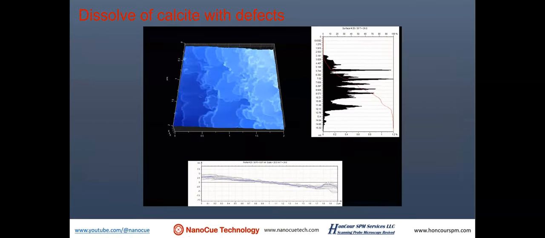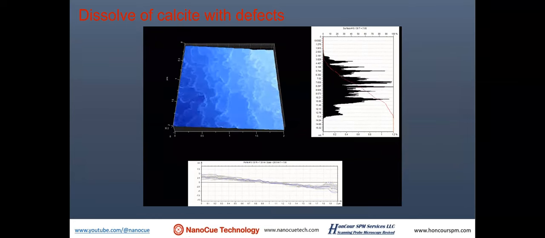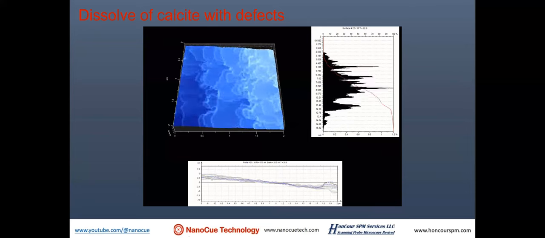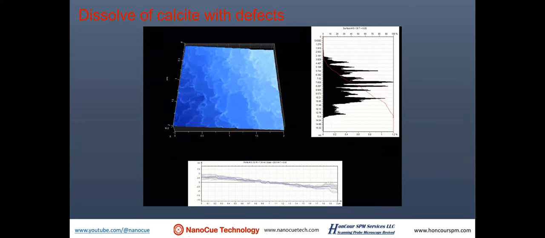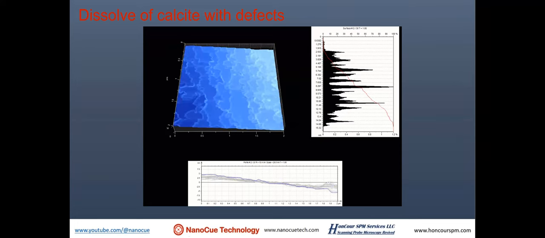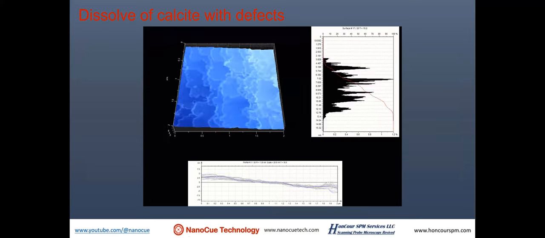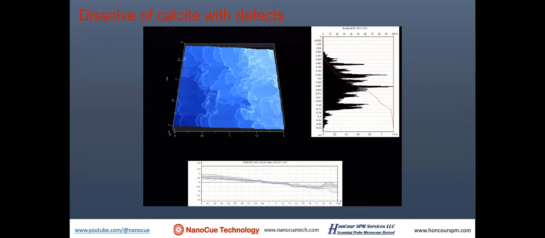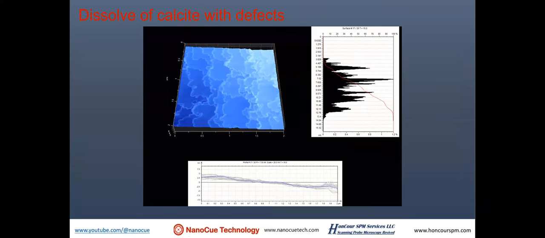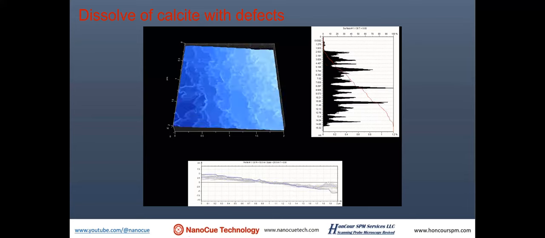Here's another calcite sample, and this calcite has much more defects. It is a less ordered calcite sample. Again, the setting is very much the same. You scan the surface, and I think this one I did not use constant height mode. I used the constant force mode, that regular imaging mode. And this experiment lasted probably 1 hour.